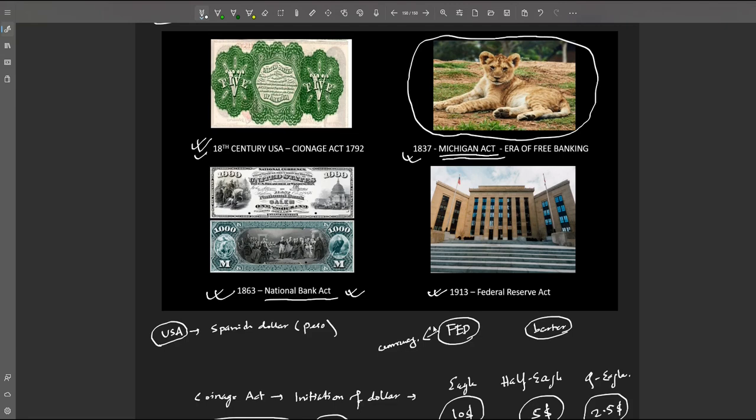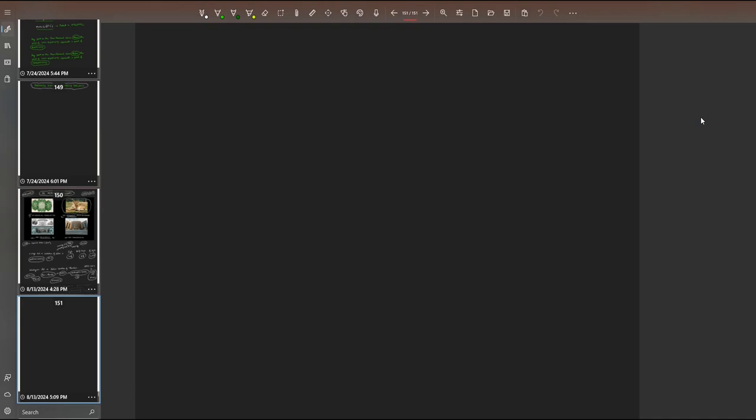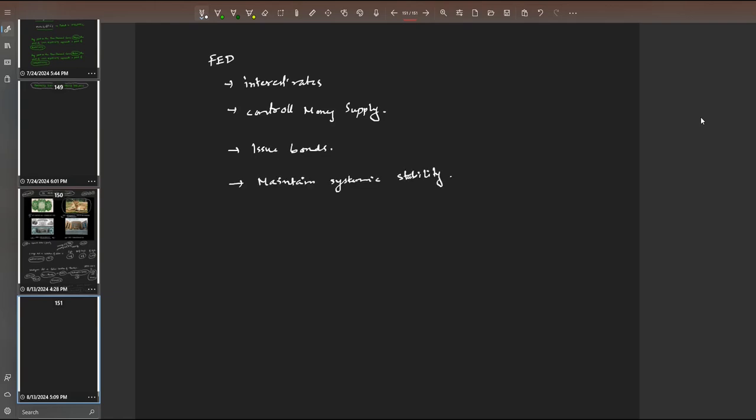and to utilize monetary and financial tools with the objective of creating economic and financial stability. So by virtue of the Federal Reserve Act, the Fed could do the following things. It could change the interest rates, control the money supply, issue bonds, maintain systemic stability, and likewise.